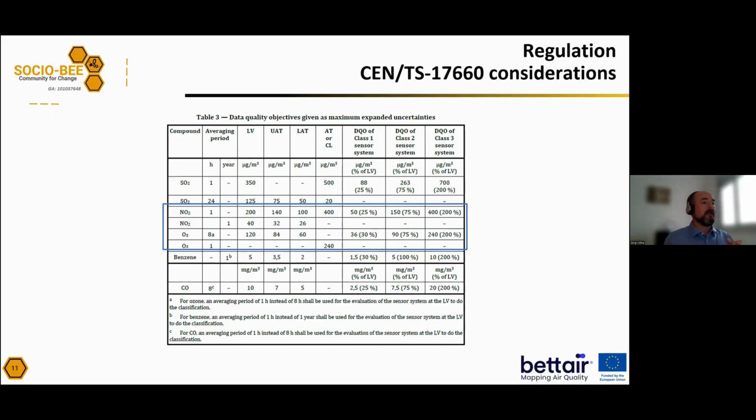Okay, and this technical specification establishes limits on the accuracy, on the expanded uncertainties, and it is very good that Gergen put forward some of these concepts in the talk before. So we're talking about uncertainty. There are limits set on the uncertainty that your system can have to be assigned one class or another. These uncertainties depend directly on the limit values set by the directive. Limit values are the recommended limit values of exposure of citizens.